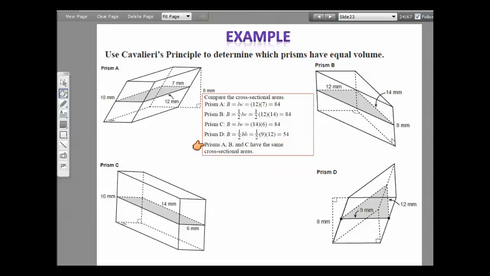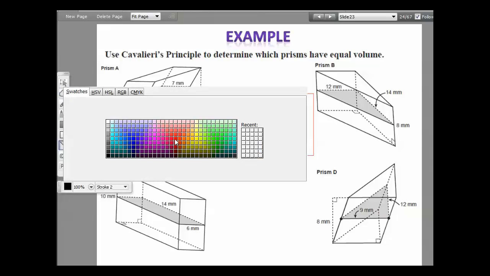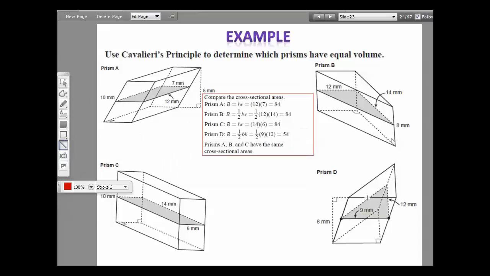Now prisms A, B, and C have the same cross-sectional areas, so that means prism D is out of the picture now. Okay, we know we're not going to use it for anything. And when you're working problems like this, especially, well, y'all aren't doing standardized testing anymore, but in case you have to, you always get rid of that choice. We know it's done. We're not going to worry about it anymore.